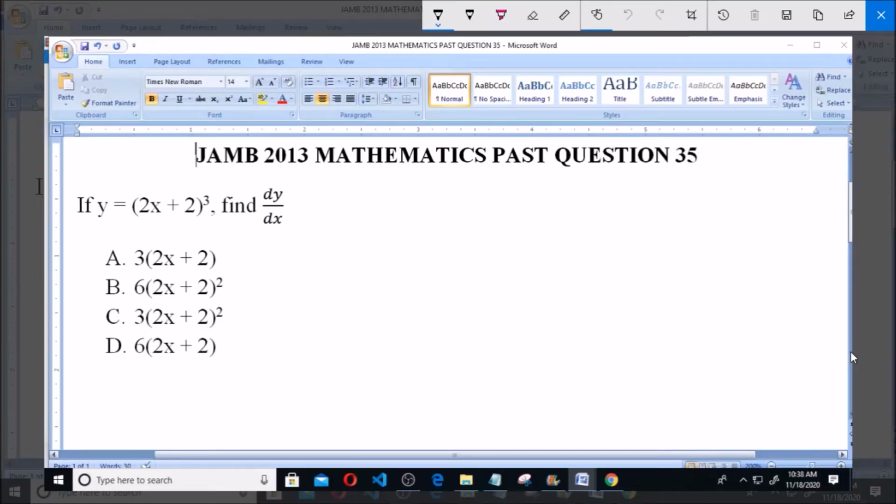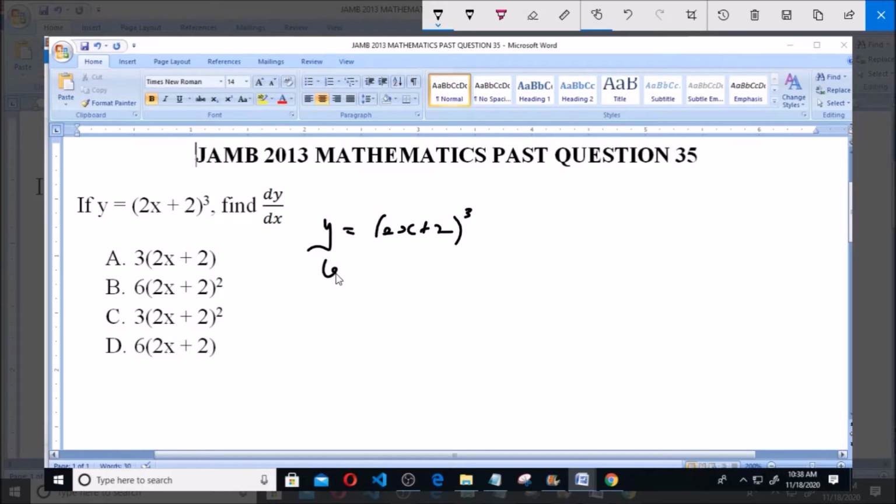I'll be answering JAMB 2013 Mathematics Past Question 35. If y is equals to (2x plus 3) in bracket raised to the power of 3, find dy/dx. Now we're given that y is equals to (2x plus 3) in the bracket raised to the power of 3.